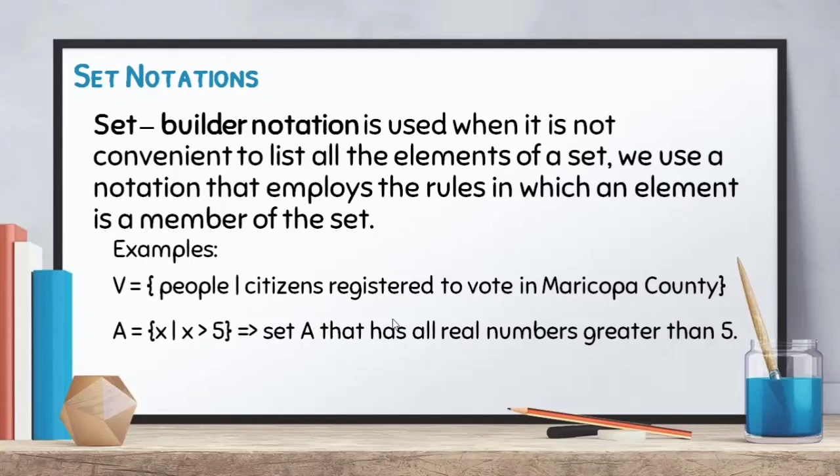But then we are going to emphasize that this number here should be an element of a number which is greater than 5. So in other terms, that would be the set A that has all real numbers greater than 5. Okay, so again, this symbol is read as "such that." So that's how you're going to make set builder notation.